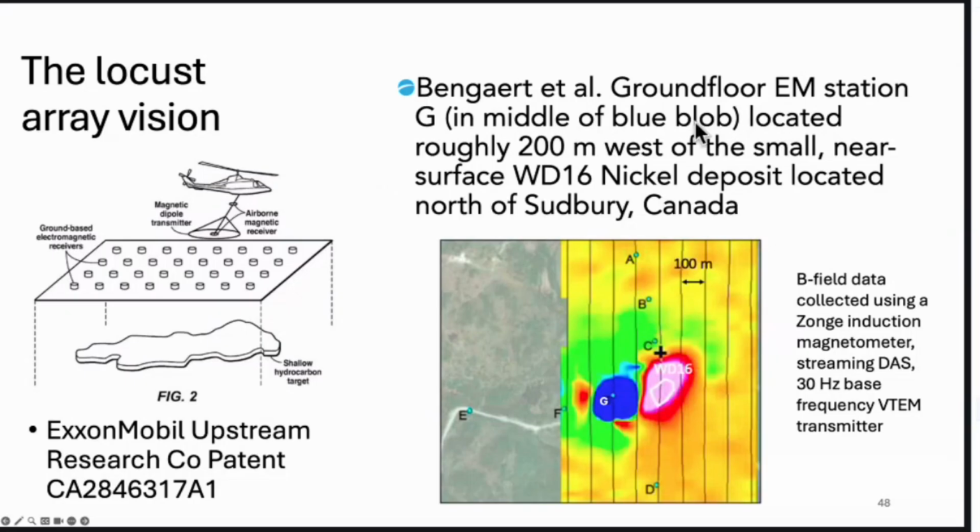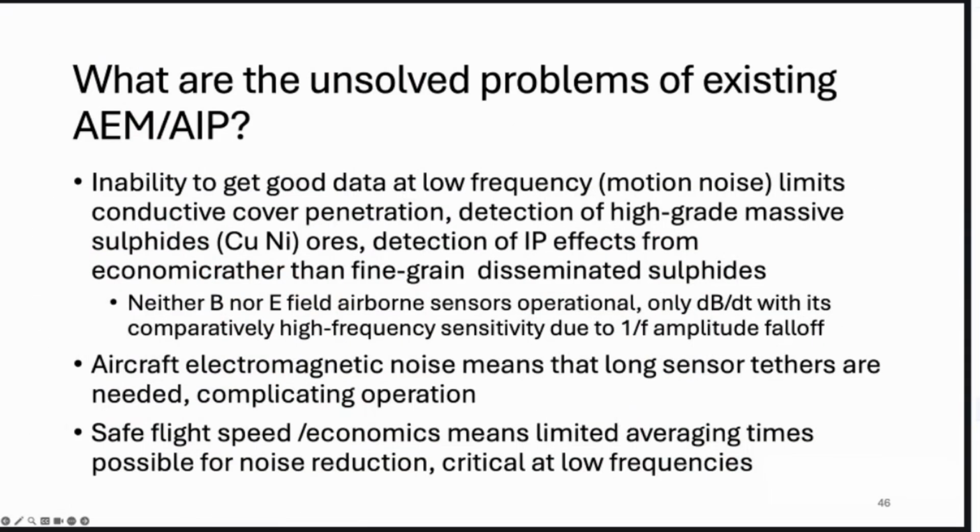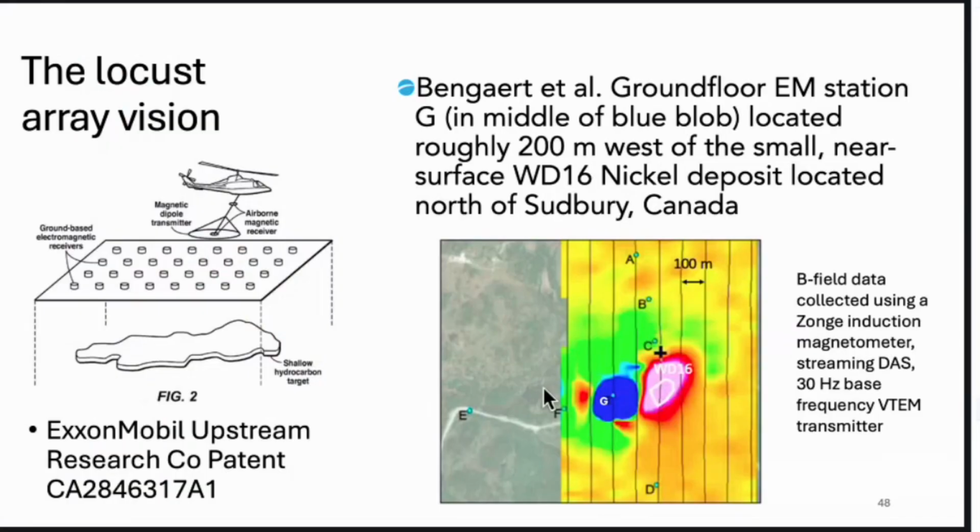Before that, Bengate and others introduced sort of ground floor. This data on the right, every time I move the mouse, the screen jumps, has one single transmitter here at G.